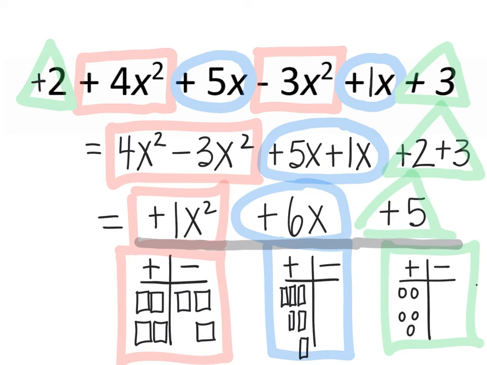And again, we cannot combine these terms any further because they're all different types of terms. Some of them are x squared, some of them are x, and some of them are just numbers. So that would be our final answer.